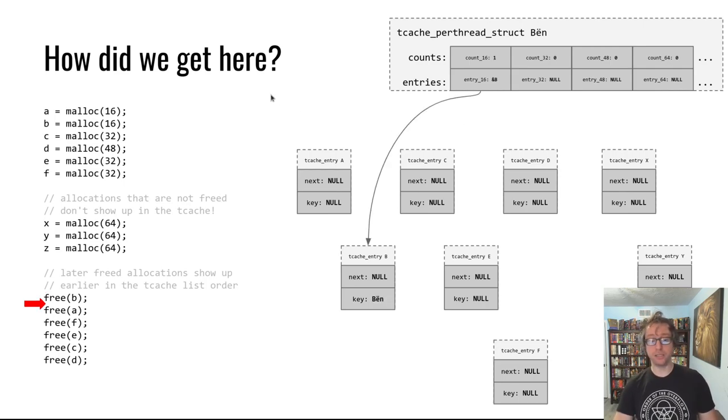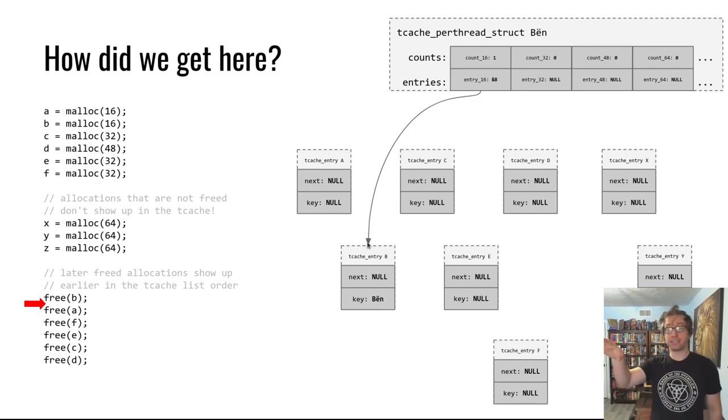Then we free B. So what happens? When we free B, we increment the count and put it in the cache. B was a 16-byte allocation, so there is now one 16-byte entry in the cache. We set the 16-byte element's count to one, and then we point the entry pointer to B. It says, hey, there's that first allocation.